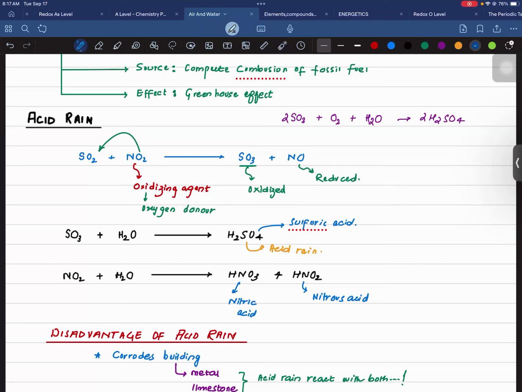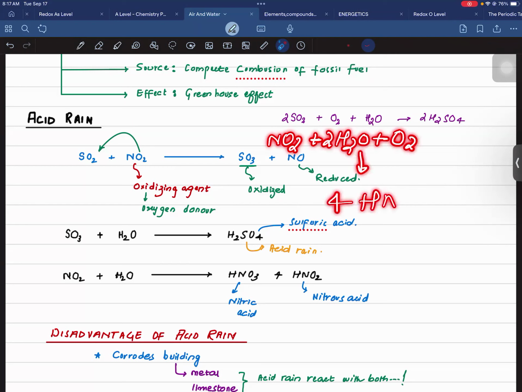And obviously I told you that, see this equation, when NO2 mixes with H2O and oxygen, obviously oxygen in the atmosphere, in the air, they would be producing HNO3. This is a nitric acid. So we would be having this nitric acid in the form of rain, basically.